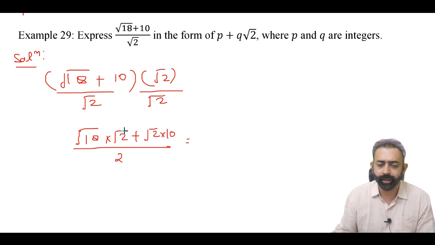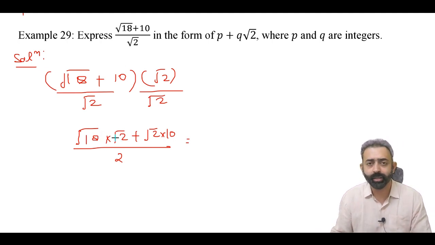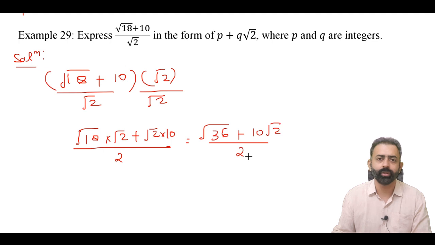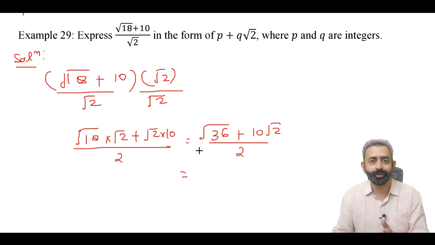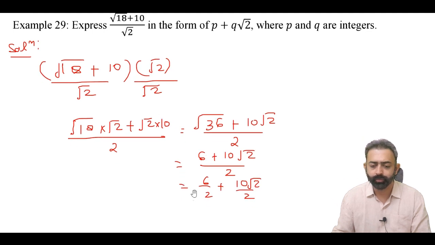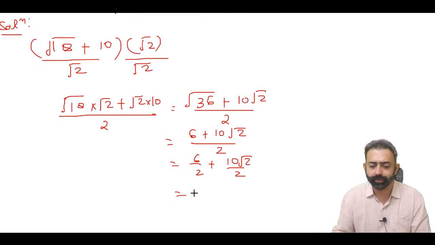Here I can use property number 1, root a into root b is root ab. So 18 into 2 is 36. So root 36 plus 10 root 2, with 2 in the denominator. Root 36 is very simple, it is just 6. So 6 plus 10 root 2 divided by 2. Now I can separate the denominator: this can be written as 6 by 2 plus 10 root 2 by 2. And the last step is 3 plus 5 root 2.